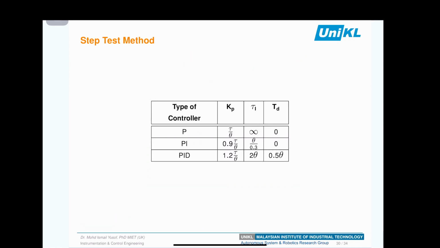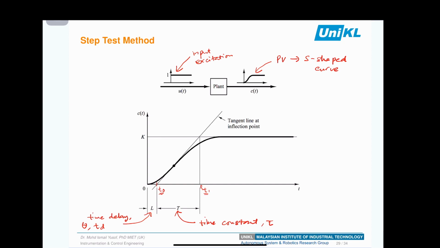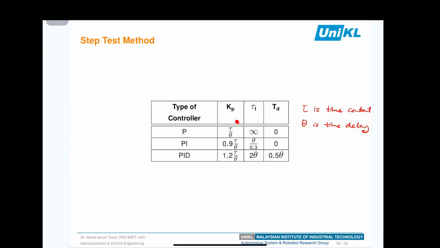Time constant and time delay are very useful to determine the parameters of the PID controller, whether we as a user are going to use proportional control only, proportional plus integral control, or proportional plus integral plus derivative control. From this table, we can see that we have parameters tau and theta, whereby tau is the time constant and theta is the time delay. For instance, if we decide to use proportional control only, we can apply the time delay and time constant values to get the proportional gain, and then set the integral time to a large number and derivative time to 0.